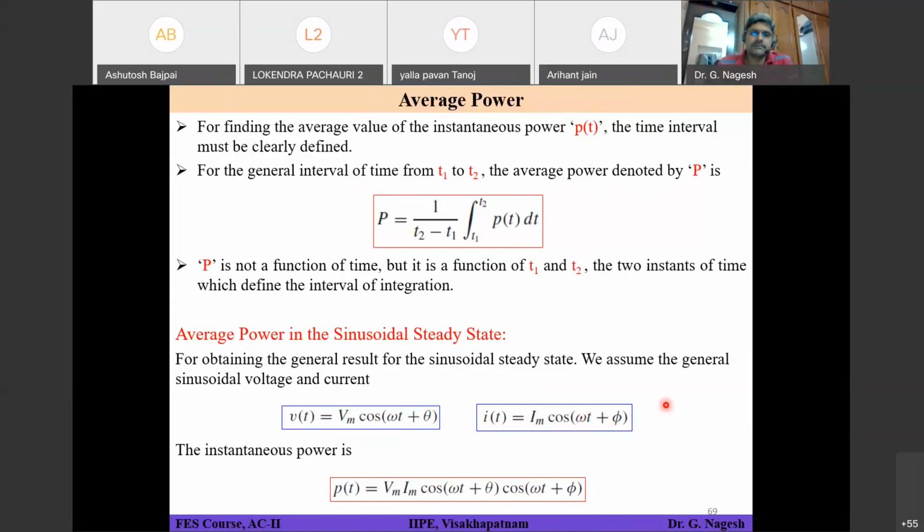So what will be the instantaneous power? This is the voltage delivered from the source, flowing into your circuit, and the expression for the current flowing into the circuit is also there. So how to calculate instantaneous power now? p of t is simply the product of v of t and i of t. That I have written here: Vm Im times cos of (omega t plus theta) times cos of (omega t plus phi).